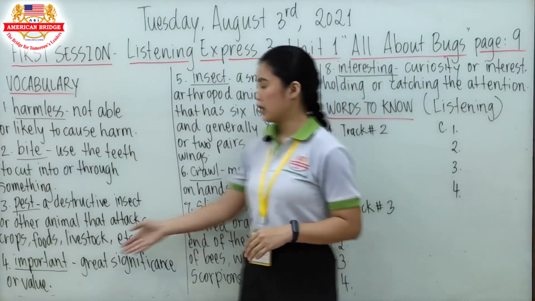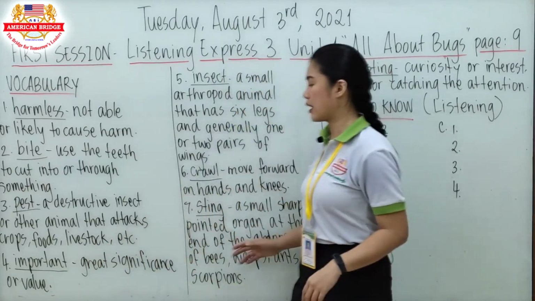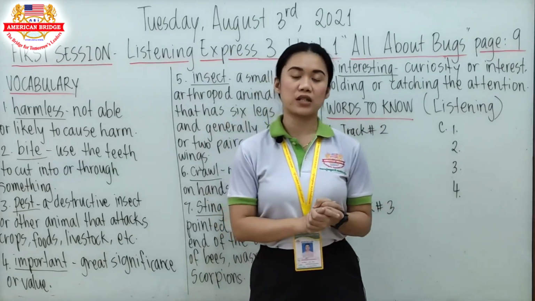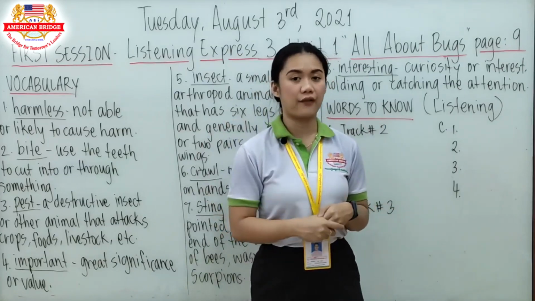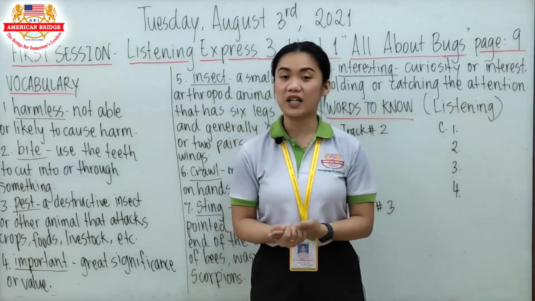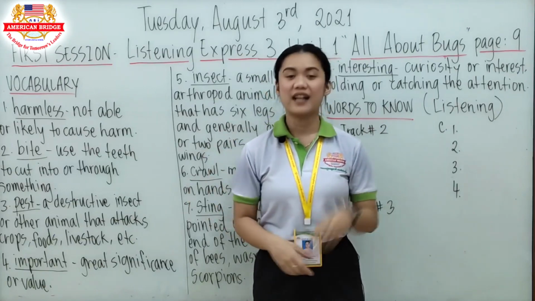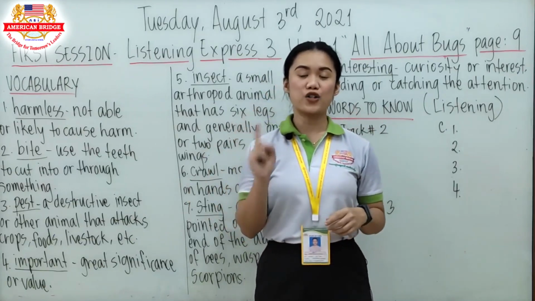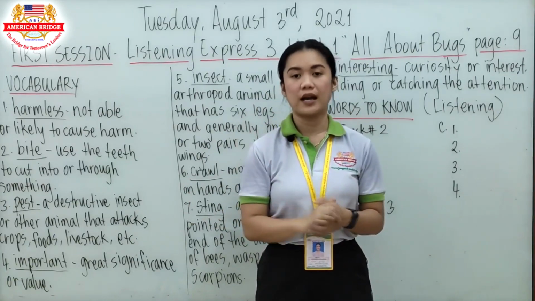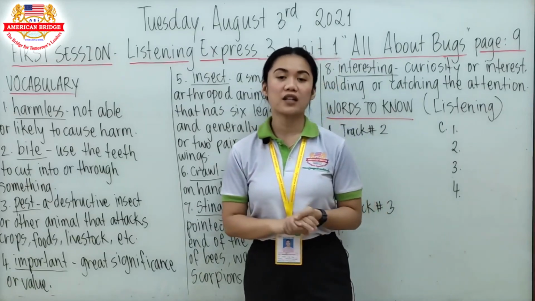Now, number 4 is important. Important is of great significance or value. So, what do you think is the most important thing that you have? Of course, maybe you can say your mobile phone, because it's important to use for your distance learning, right? Meaning your cell phone or smartphone has a value. That's why you call it an important thing.